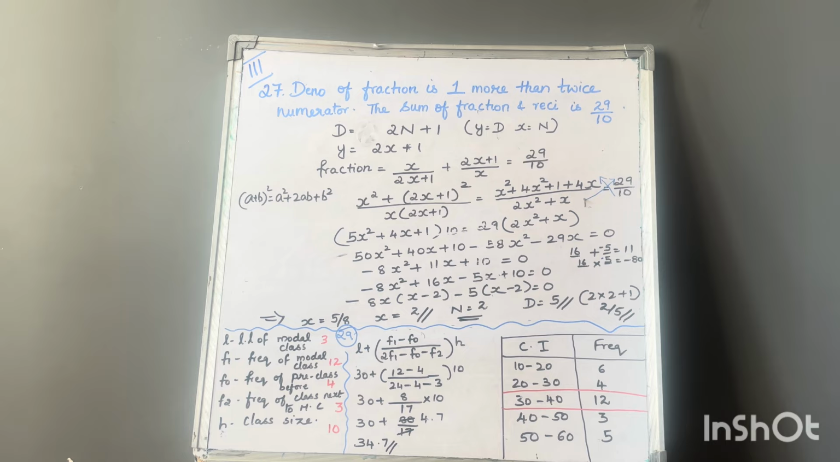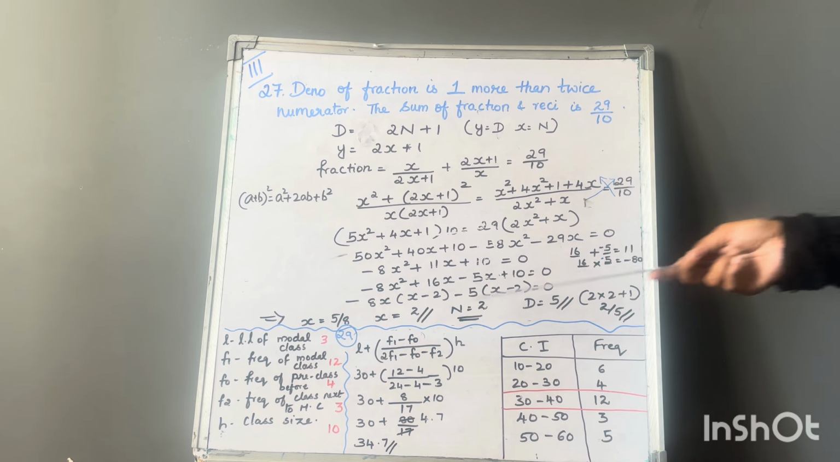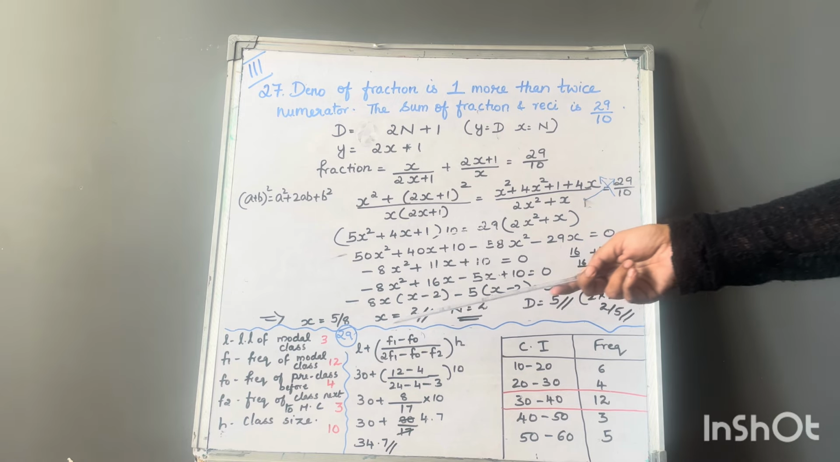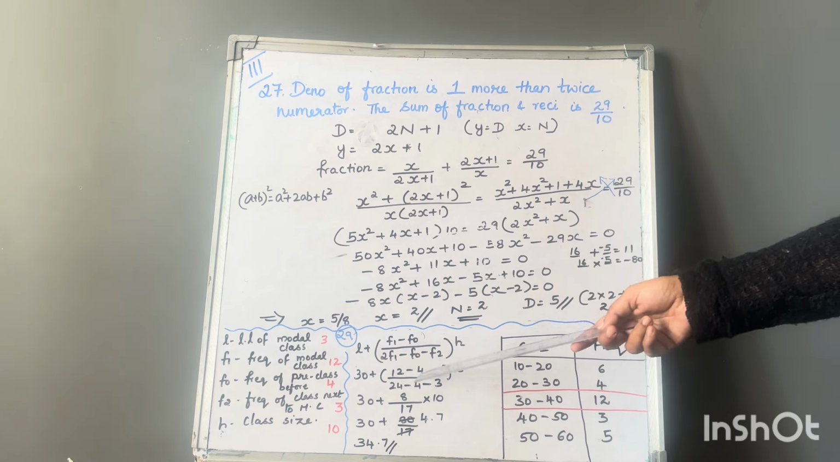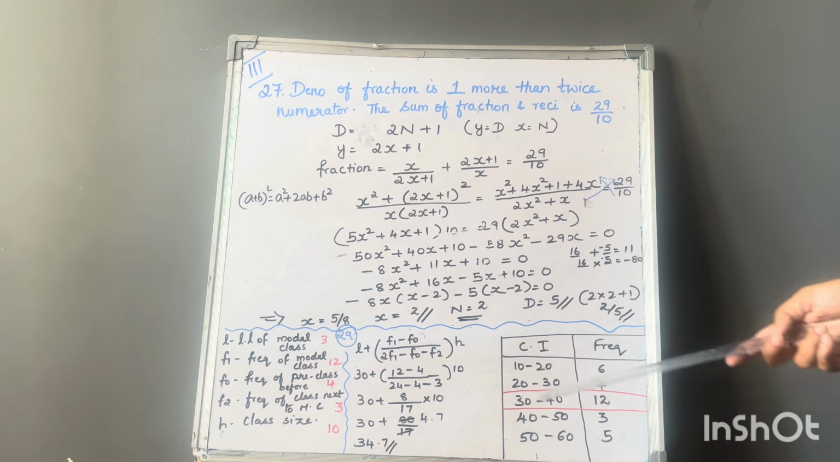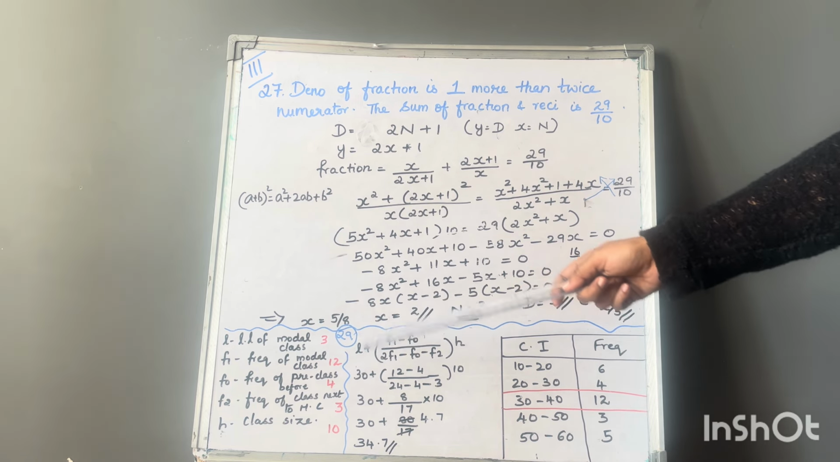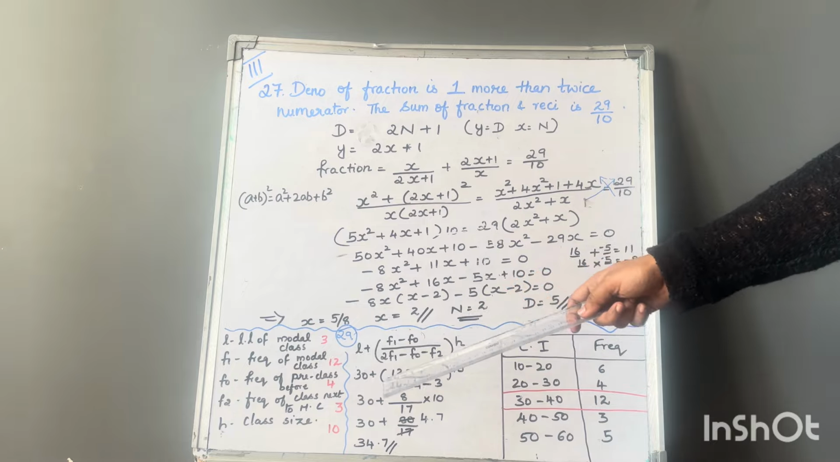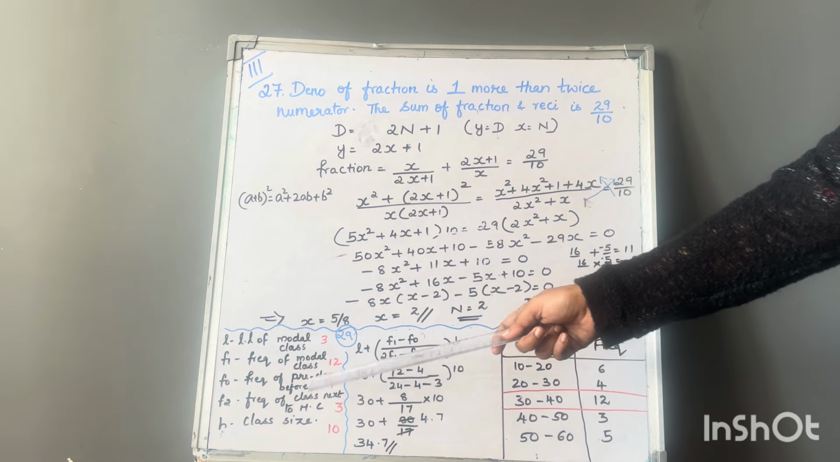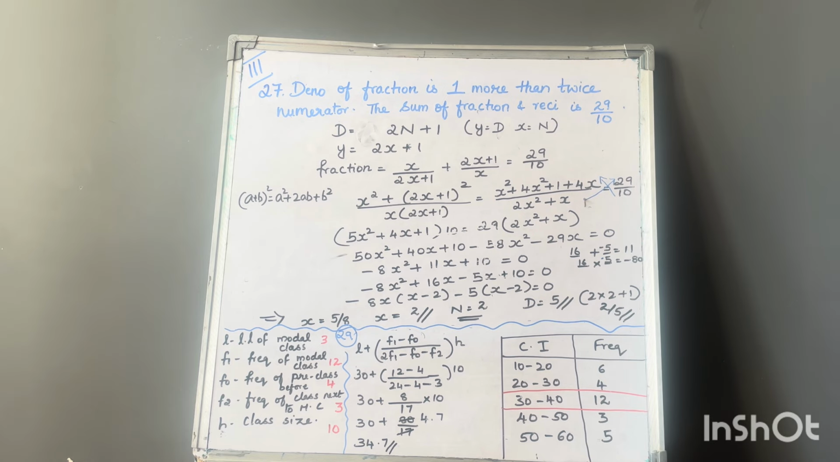Now we move on to question number 29, which is to find the mode of the given data. They have given the class interval and frequency. As I already explained in pre-board paper 1, the mode can be found by the formula L plus (F1 minus F0) by (2F1 minus F0 minus F2) into H, where L is the lower limit of the modal class, F1 is the frequency of the modal class, F0 is the frequency of the class before the modal class, F2 is the frequency of the class next to the modal class, and H is the class size.